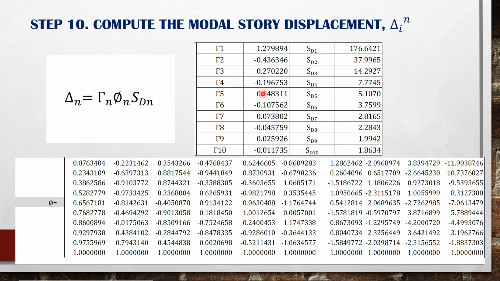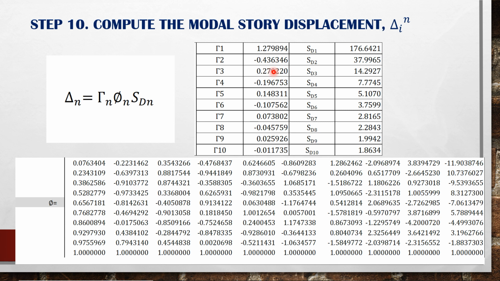This is our gamma 1 to gamma 10. These are SD1 to SD10. We will use all of these. Then this is our phi: eigenvector for mode 1, eigenvector for mode 2, mode 3, mode 4, mode 5, and eigenvector for mode 10. So it became a matrix. We multiply this matrix first to this 10 by 1 vector.